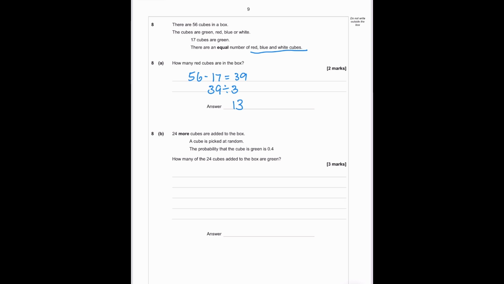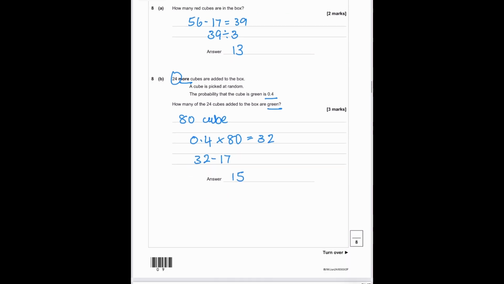24 more cubes are added to the box. So we now have 56, add the 24. So we've now got 80 cubes. The probability that a green is picked is 0.4. So 0.4 times 80 means that there were 32 greens now. Now we originally had 17 greens, so 32 take away 17 means we have 15 more.